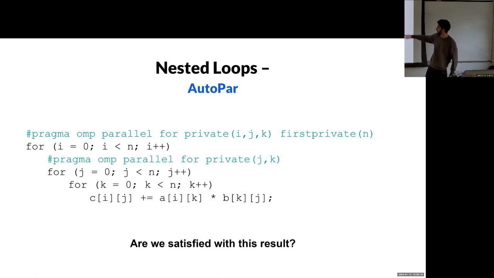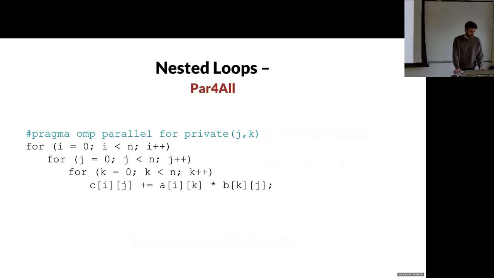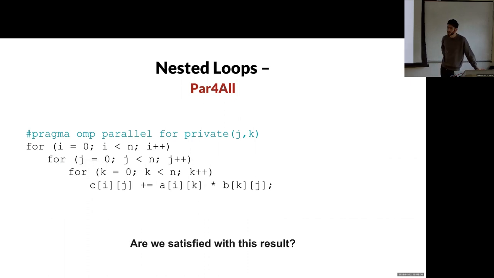Not only that, they also decided to define firstprivate on N, although I don't touch N at all. So it's a weird thing to say. It's not wrong. It's just something that I don't think anyone would think about putting a firstprivate on that N. What about Parfuol? It produced this directive. Are we satisfied?